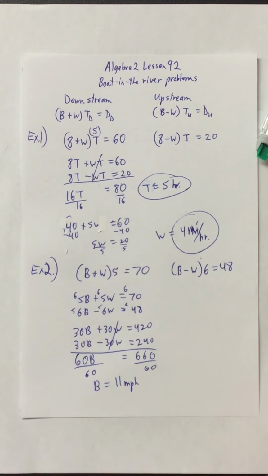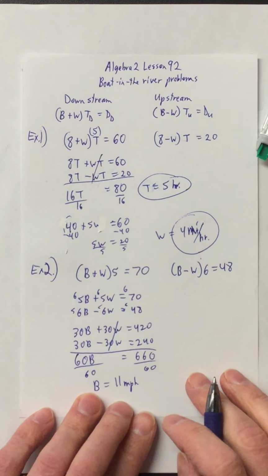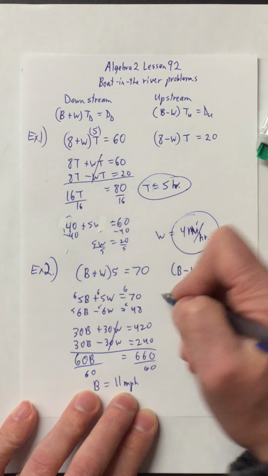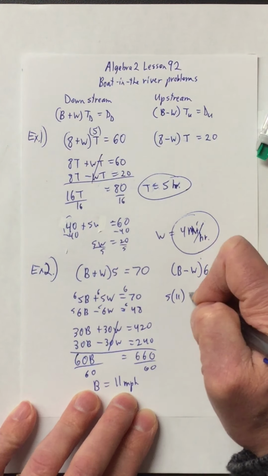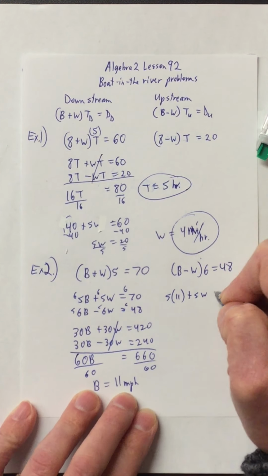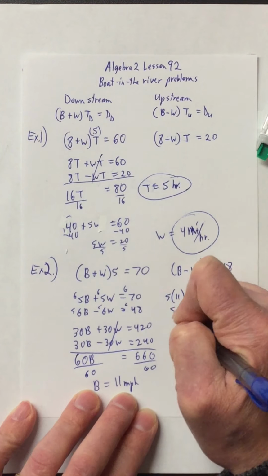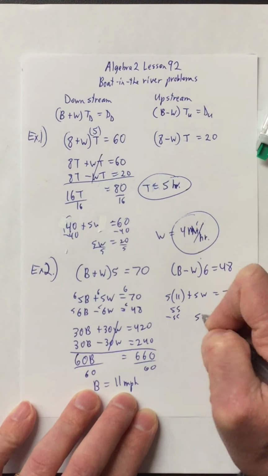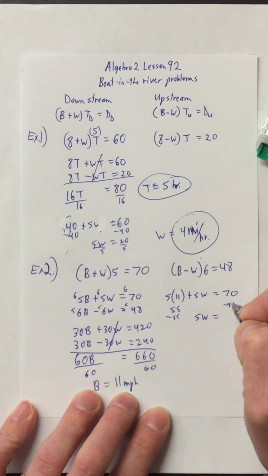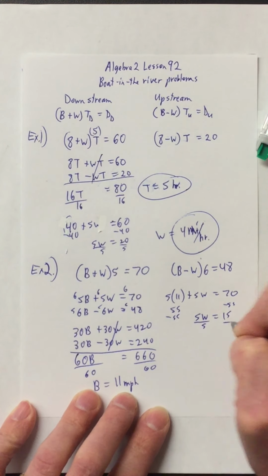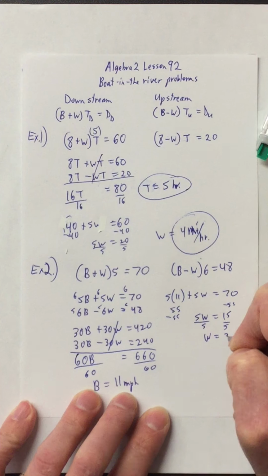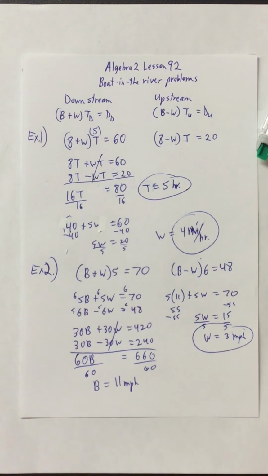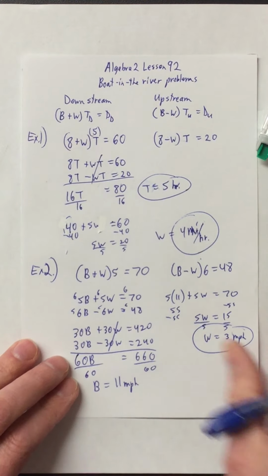Now I've got to find out what is the speed of the water. Well, let's substitute that back into one of these. Let's go in this equation here. 5 times my 11 plus 5 times my water is equal to 70. So 55 here. Subtract that from both sides. 5W is equal to 15, divided by 5, equal to 3 miles per hour. So my water is 3 miles per hour.